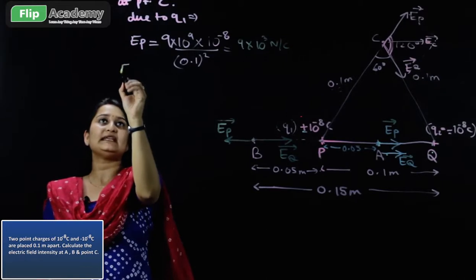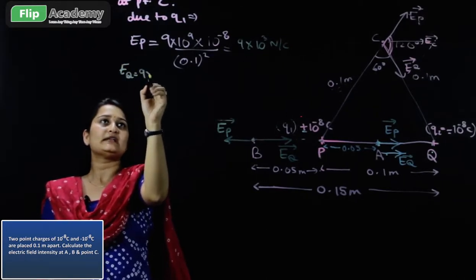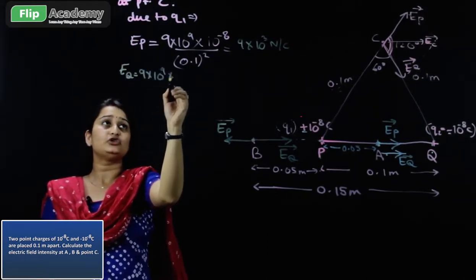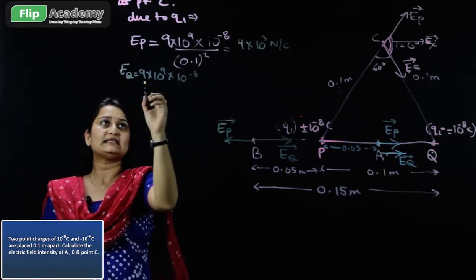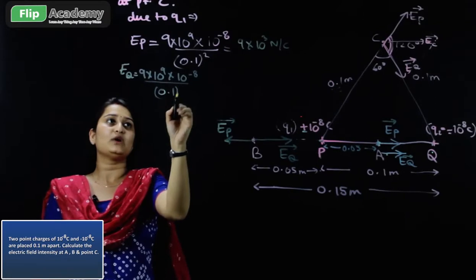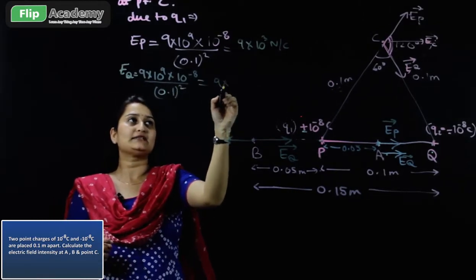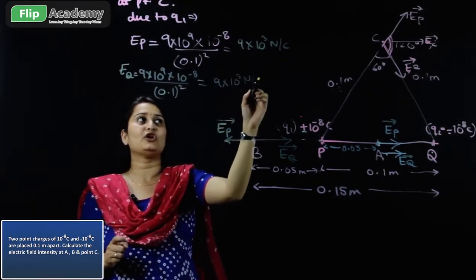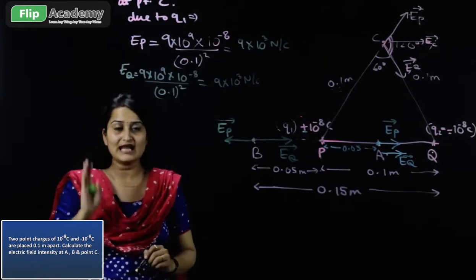Similarly, work out EQ. EQ is 9 into 10 raised to the power 9 into 10 raised to the power minus 8 upon R square. R is the same, that is 0.1 whole square. What is your answer? The answer also remains the same because the magnitude of both values is the same.